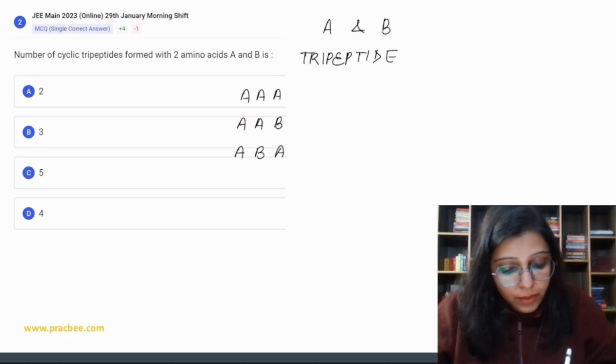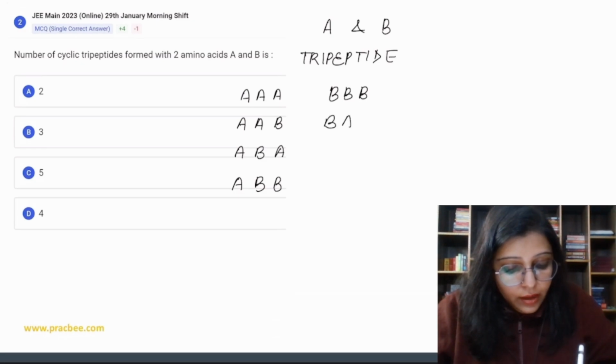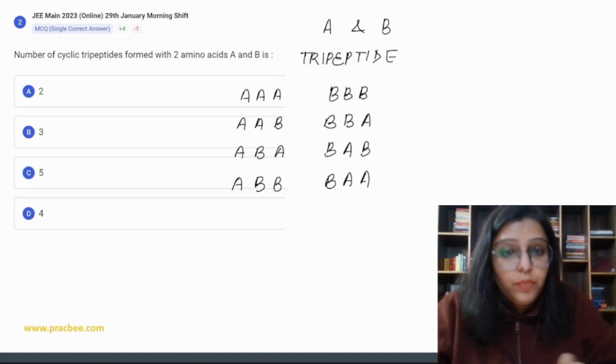We can have ABA and we can have ABB. Next we can have BBB, BBA, then we can have BAB, and then BAA. So these are the possibilities.